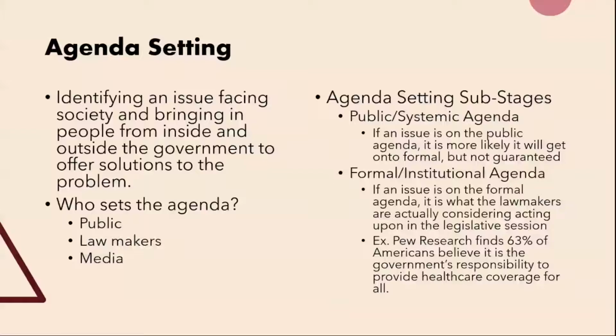The substages of agenda setting illustrate this dynamic. Essentially, you can break down the agenda into two sides: the public or systemic agenda and the formal or institutional agenda. The public agenda consists of issues the public deems as requiring action from the government. Lawmakers will consider this agenda when forming the formal agenda, but they also consider factors outside of constituent pressure. These outside factors can prevent issues that are important to the public from making it onto the formal agenda. For example, Pew Research finds that 63% of Americans believe it is the government's responsibility to provide healthcare coverage for all. Yet, even as we try to cope with an unprecedented health crisis, this topic seems forgotten by lawmakers.